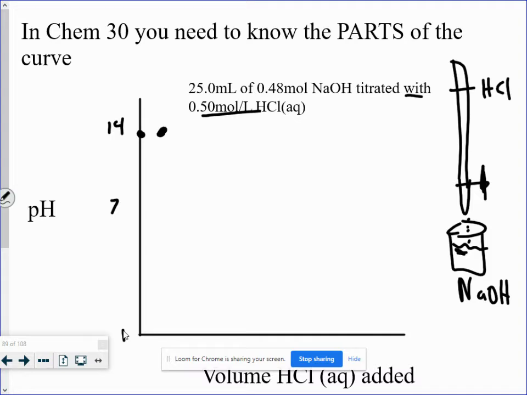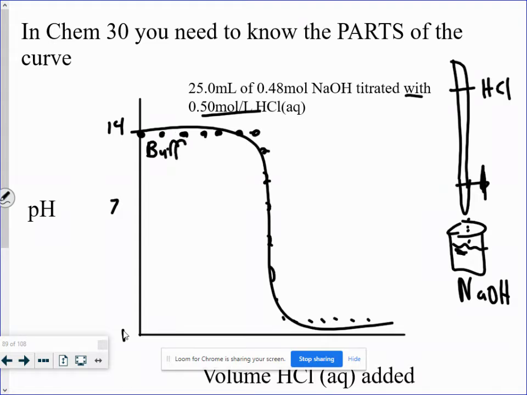You probably saw this in Chemistry 20, until all of a sudden there's a change in pH. So you get this curve going on. That's the pH curve that you would have been shown in Chemistry 20. Now, the front part where there's not any change is called the buffer zone. About the middle, where there is a drop, is called the end point.